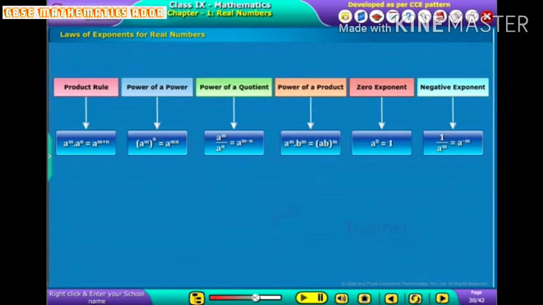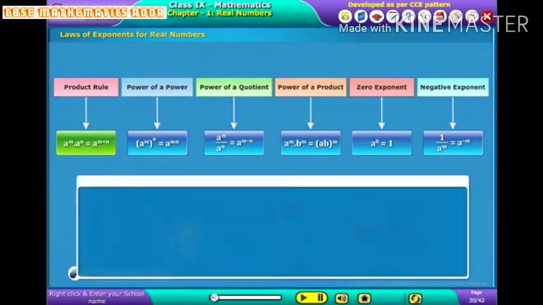Power of a product. Power of a product is defined as a power m into b power m equal to ab whole power m. Zero exponent. Zero exponent is defined as a power 0 equal to 1, where a is not equal to 0. Negative exponent. It is defined as 1 by a power m equal to a power minus m. Click each tab to know more.